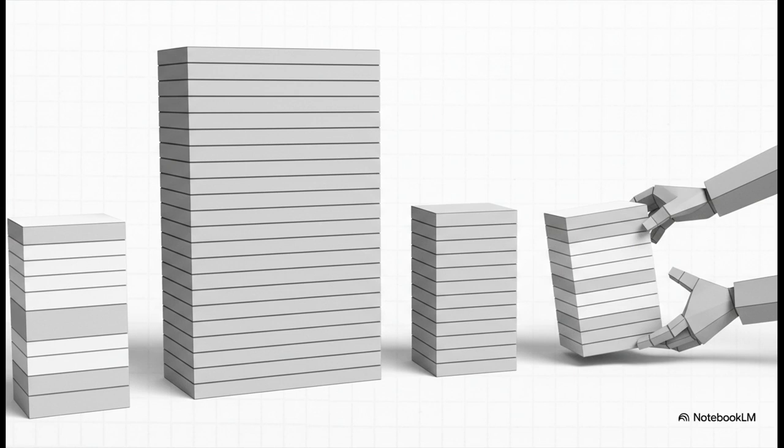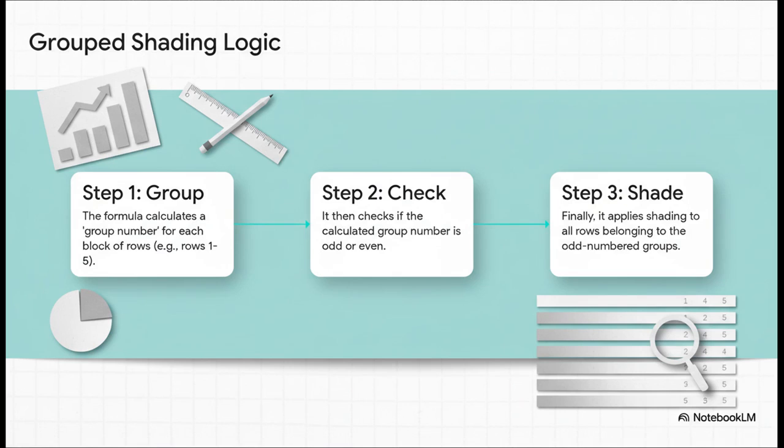So instead of just shading every other row, we create these logical groups of rows. This breaks up that intimidating wall of data into smaller, bite-sized pieces that your brain can process so much easier. And the logic behind it is actually pretty clever.